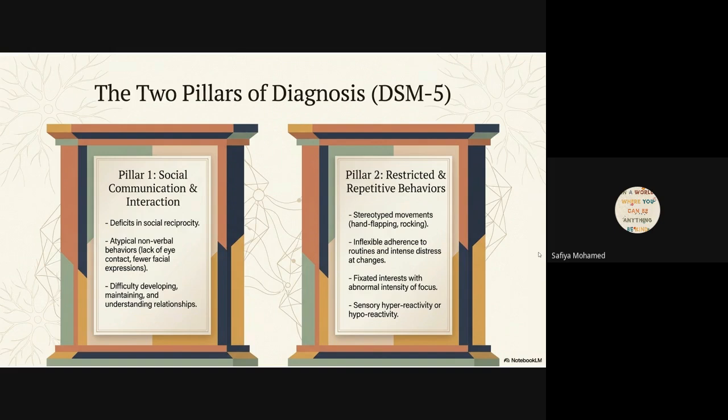The two pillars of diagnosis. Pillar number 2, restricted and repetitive behavior. Stereotyped movements like hand flapping, rocking. Sometimes you'll find that they keep on pinching themselves, or they're moving their heads back and forward, or they are repeating one behavior over and over and over. No matter how many times you tell the child, stop hitting that oyster copy on the floor, it's hurting my head, the child will just keep on hitting it and hitting it and hitting it. That is what they're speaking about when they say repeated behaviors.